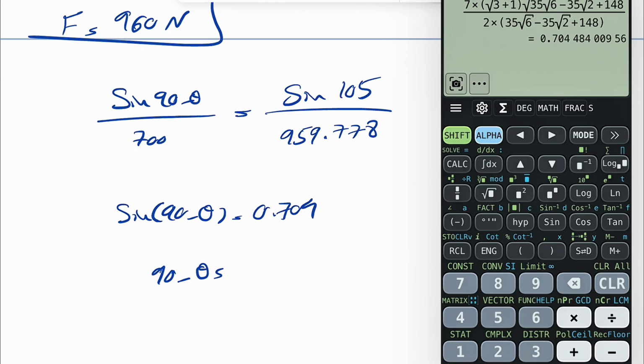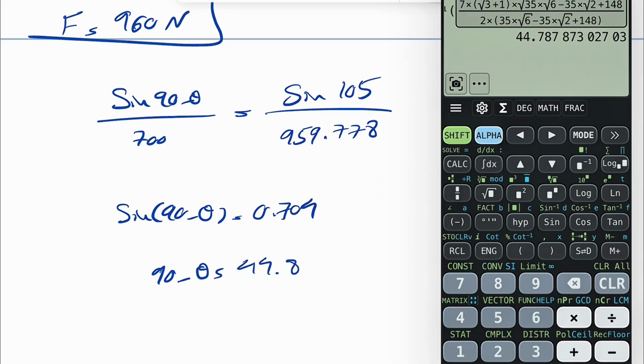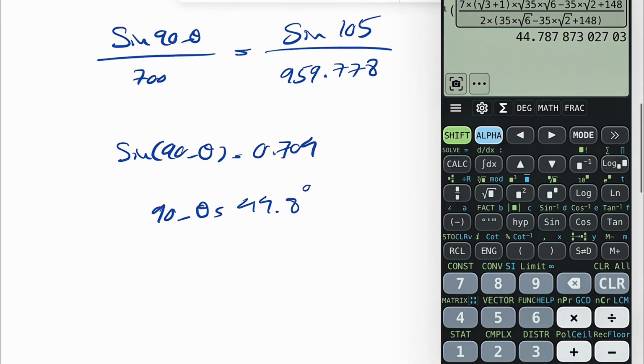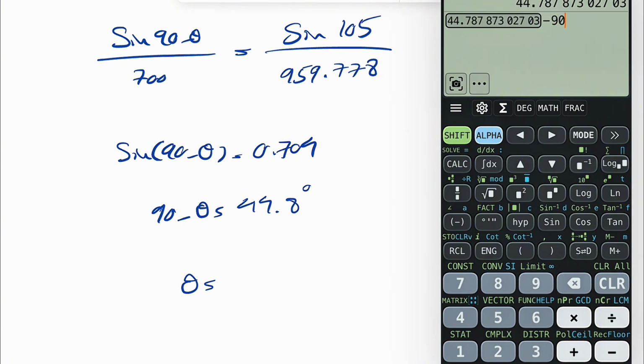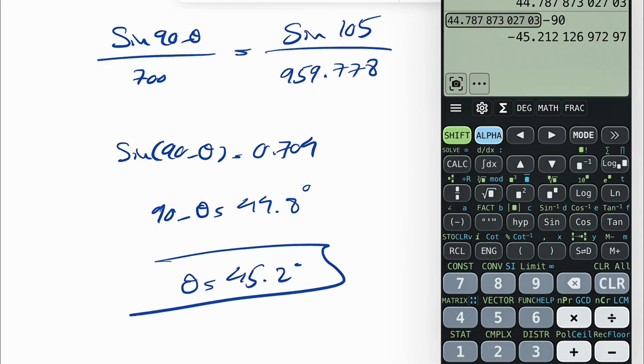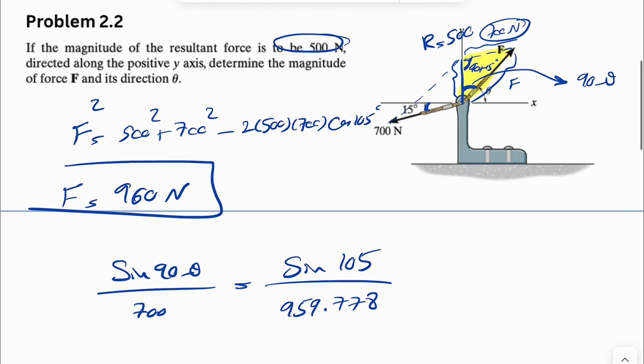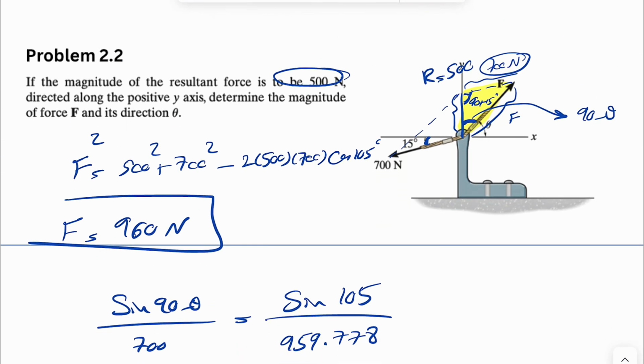So let's see what we get. That's going to be 44.8 degrees, which means our theta would be 90 minus that, and that's going to be 45.2 degrees. And that's pretty much everything for the first two questions.